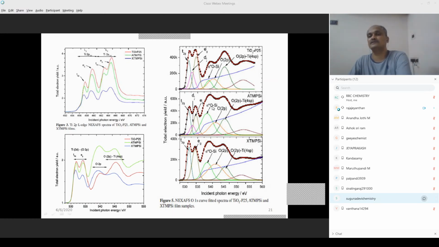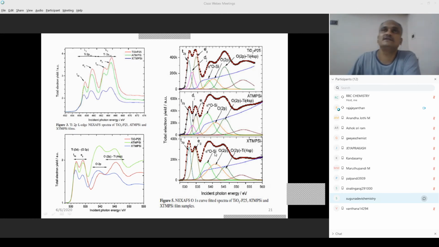Similarly, when you come to the third spectrum, titanium dioxide treated with silane in xylene, we know that in xylene there is no formation of oligomers. That is, silane cannot undergo polymerization and form oligomers. So silane remains as a molecule, and it is uniformly distributed all over the titanium dioxide. So you can see here the peaks of T2g and Eg of titanium dioxide and the sigma star O-Si bond are of equal intensity.